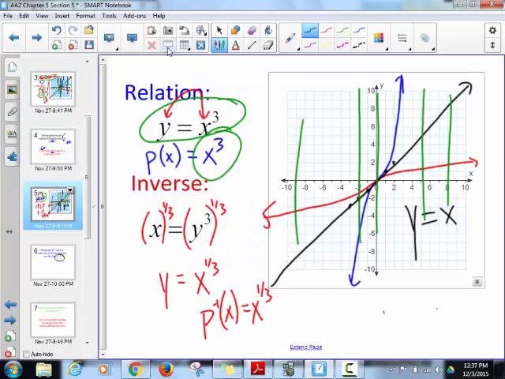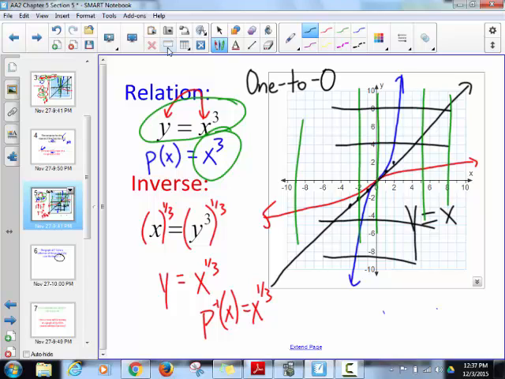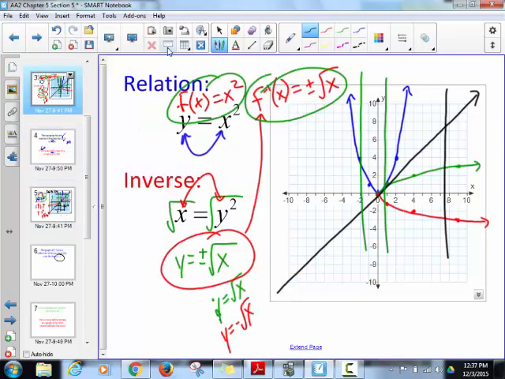I notice the blue one passed a vertical line test, and it also passes a horizontal line test, and its inverse was a function. So this was one-to-one. But if I look back at x squared, it passed the vertical line test, my original, these green lines, but it did not pass a horizontal line test, which means its inverse is not a function. So not one-to-one.